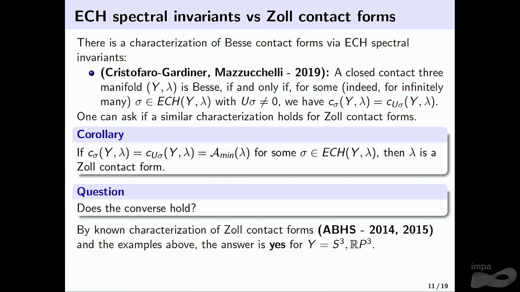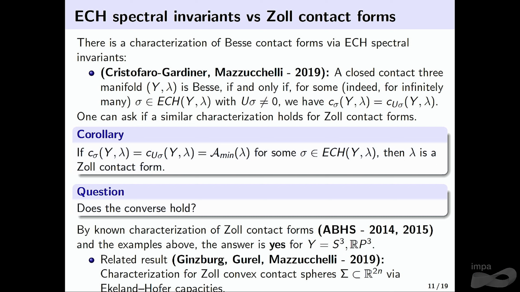But it's still open. A related result is by Ginzburg, Gürel, and Mazzucchelli. Victor and Başak are here as well. They characterize Zoll convex contact spheres in any dimension using Ekeland-Hofer capacities. But here you need the convexity. Maybe I believe that here it holds for any type of contact form, in particular for star-shaped spheres in R^4, but just in dimension 3 because we are talking about ECH. That's something I started to think about maybe a couple of months ago, but I don't have any comment.